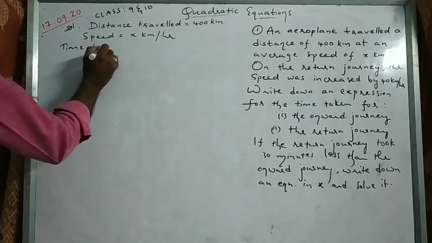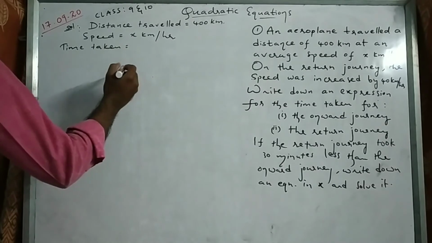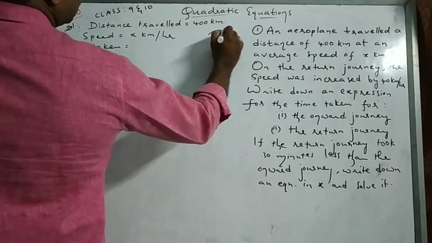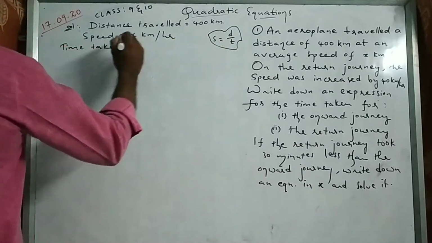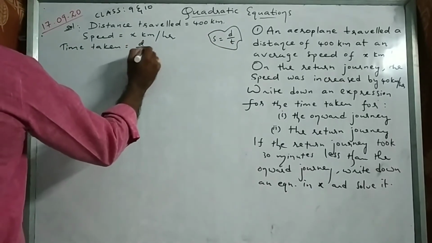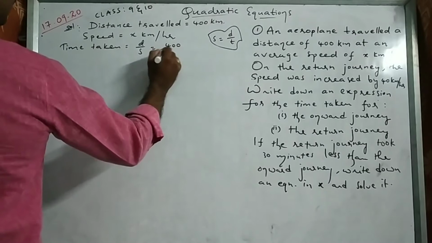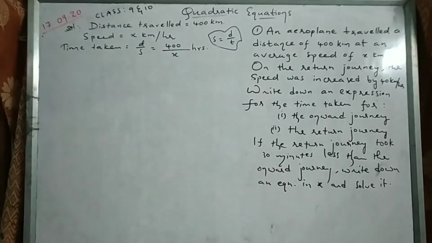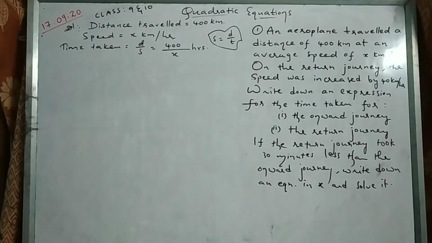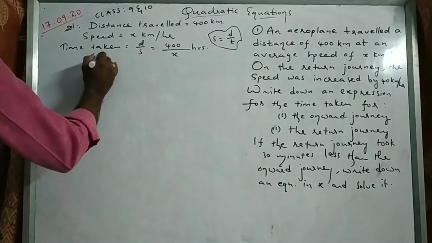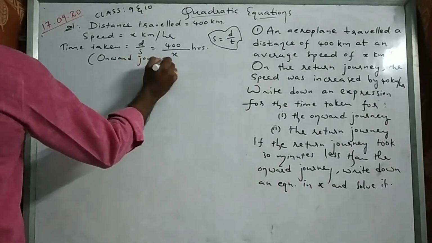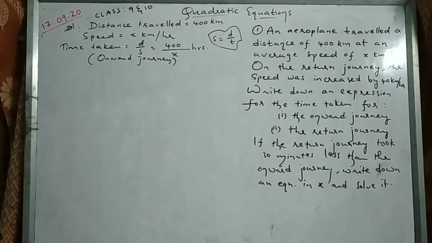Now I'll find the time taken. What formula do you have? Time is equal to distance by speed. What is the distance here? 400 upon speed x hours. This is the time taken for the onward journey.